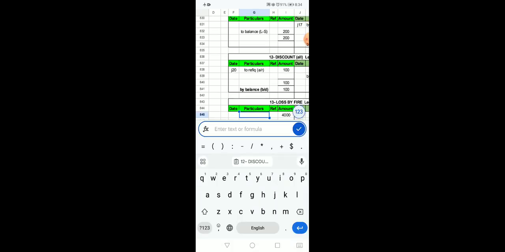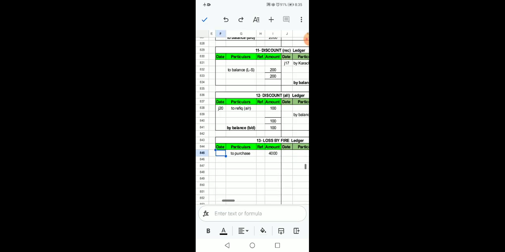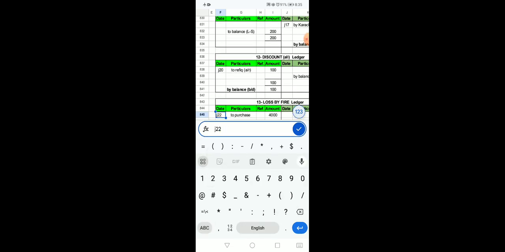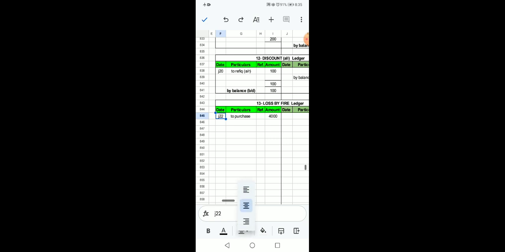Write down to purchase over here. Now see its date. Loss by fire, date is January 22. Put date January 22 over here. This way the posting for ledger is completed for journal entry January 22.